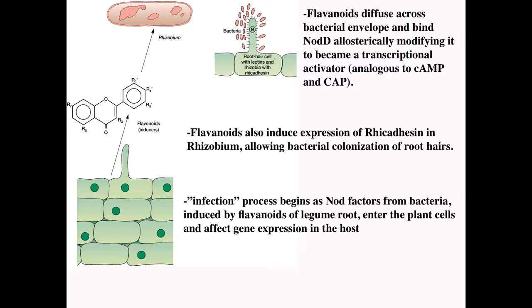So the flavonoids are inducing the expression of several genes, one of which is a protein on the outer membrane of this gram-negative bacterium called Rhicadhesin. You can tell from this suffix, adhesin, this is a protein that's going to be involved in allowing the bacterium to bind to the legume once it finds it.